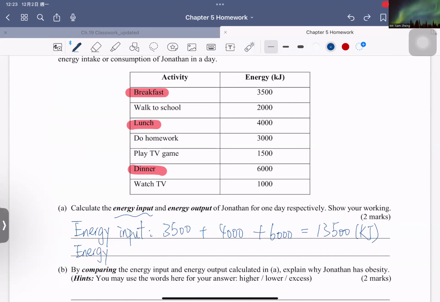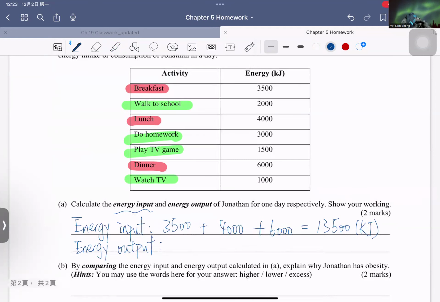So for the energy output, it would be the things or the work that we have done. So when we look at the activity, for example, do homework, play TV games, watch television, these would be the possible activities that will consume the energy. So we will refer to that as the energy output.